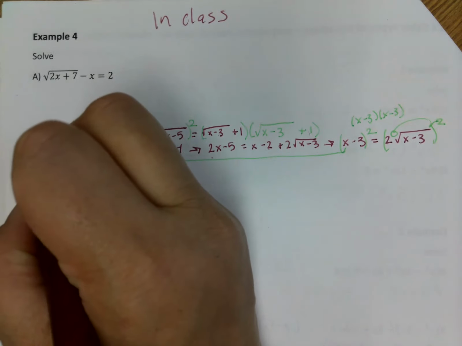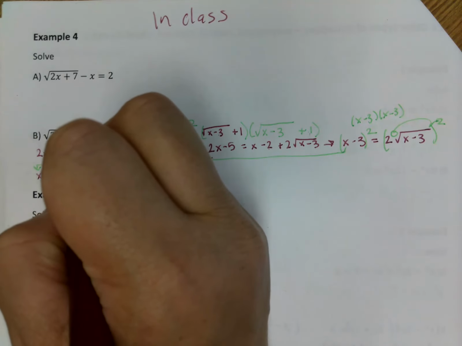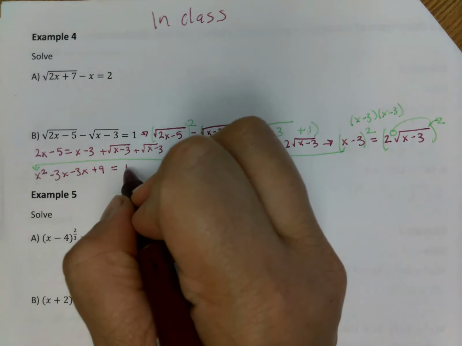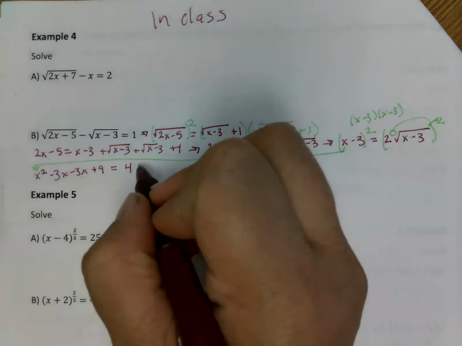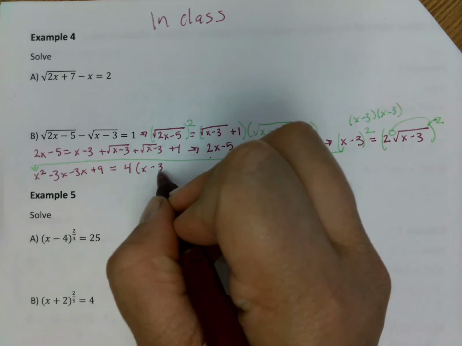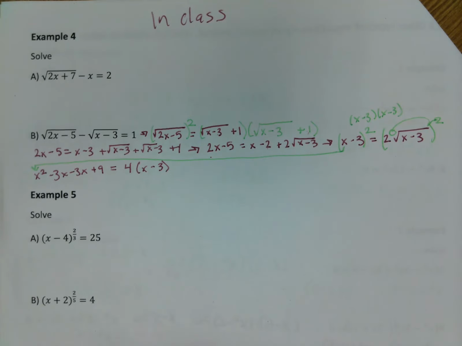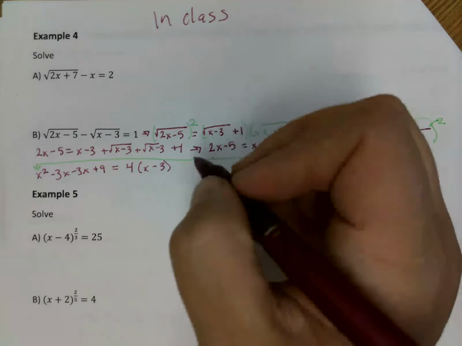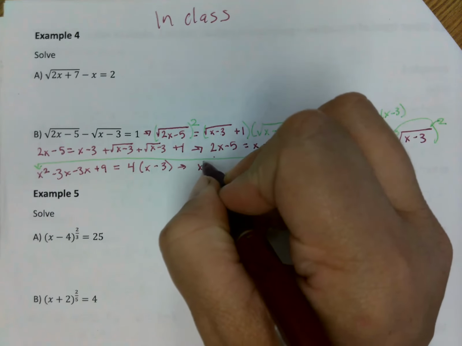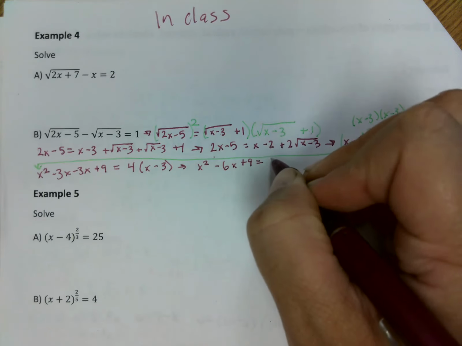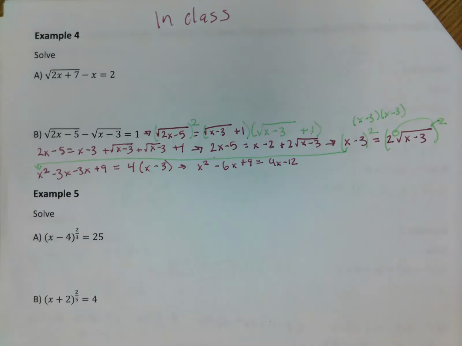So what I'm going to have on the left-hand side, I'm going to do my first, outside, inside, last. That will be equal to 2 squared is 4. And then the square root of x minus 3 squared is just x minus 3. See how I leave it in parentheses because that 4 is still there. So I'm going to distribute that. I'm going to have my x squared. This becomes a minus 6x plus 9 is equal to 4x minus 12.